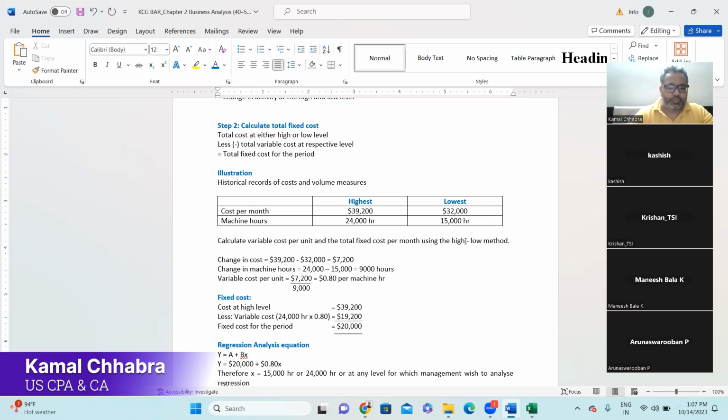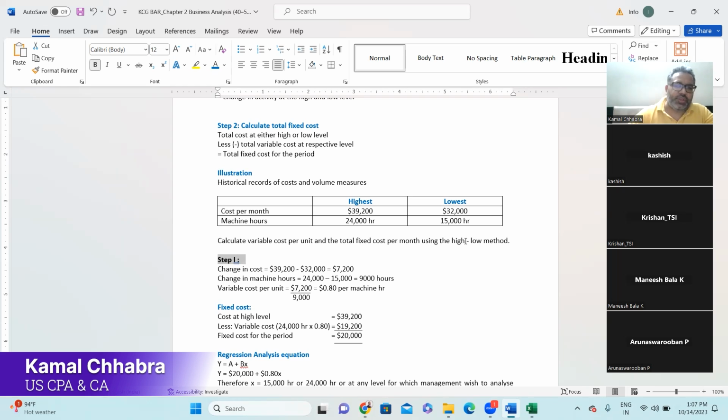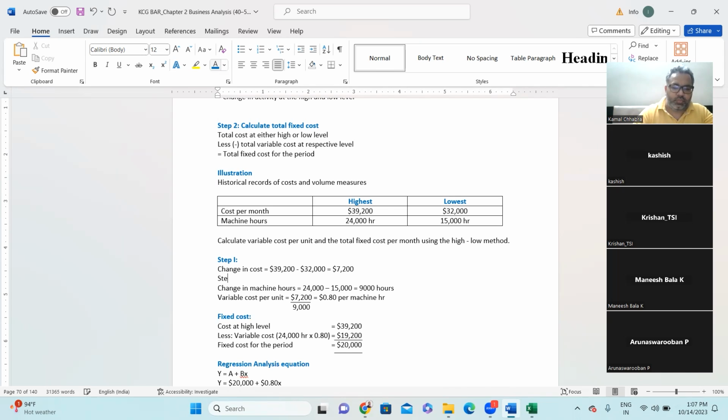So first step, step 1 is change in cost. What is change in cost? 39,200 minus 32,000. Right, everyone? This is clear? Yes, sir. So 7,200. Step 2 is change in machine hours. That is 24,000 minus 15,000 is 9,000 hours.